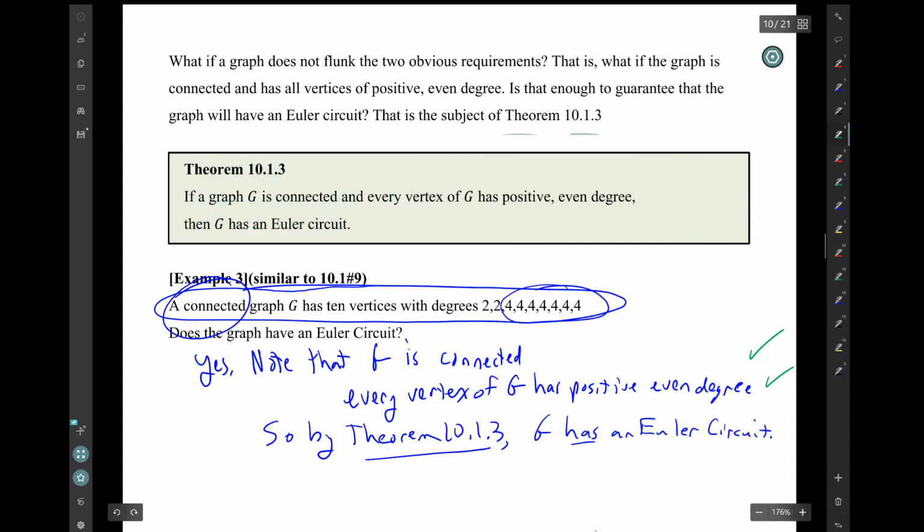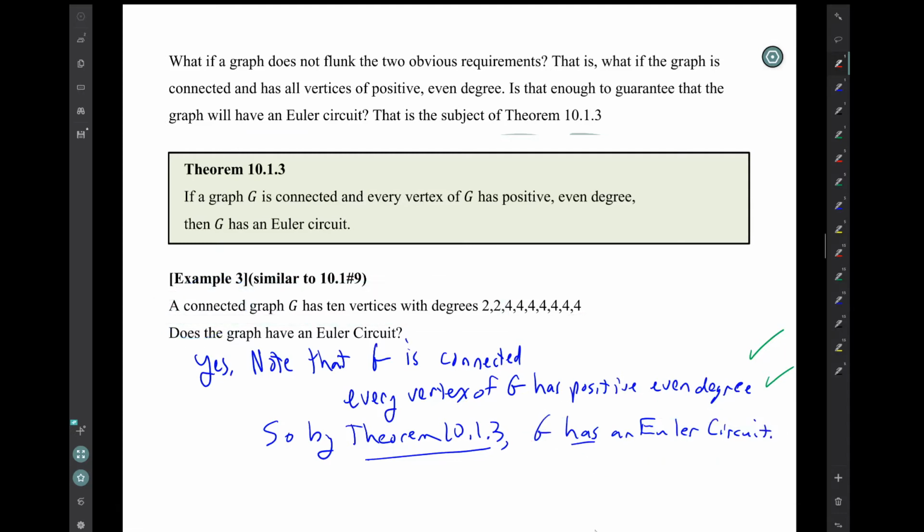So my explanation started by confirming that the hypotheses are satisfied. I just said G is connected, and I said every vertex of G has a positive even degree, and then I just get to say the punchline then. Therefore, G has an Euler circuit. So that's how you use a theorem. That is, using a theorem doesn't just mean that you get to say the conclusion of the theorem. Using a theorem involves confirming that all the hypotheses are met, and then getting to state the conclusion.